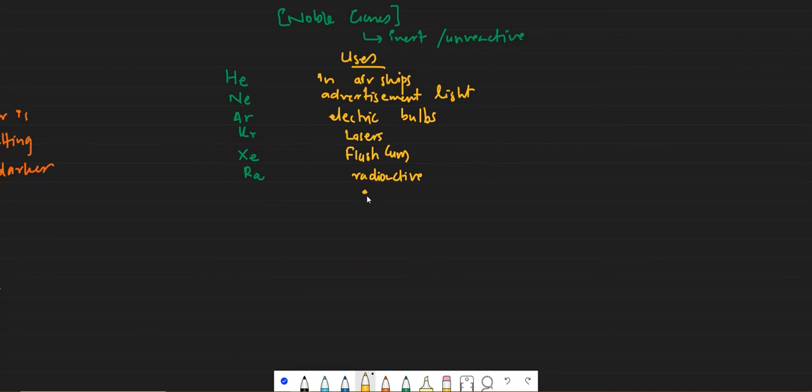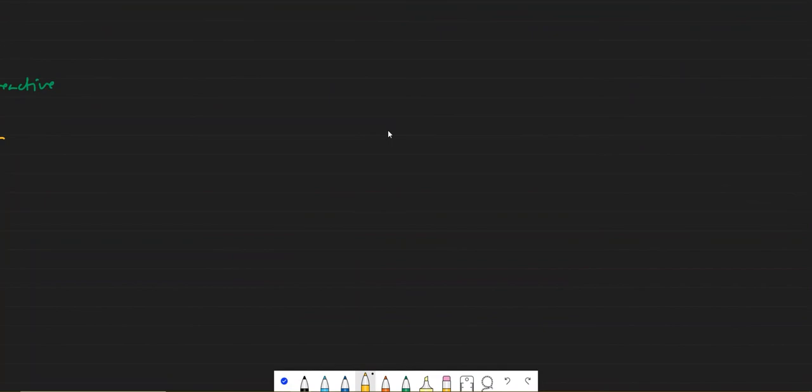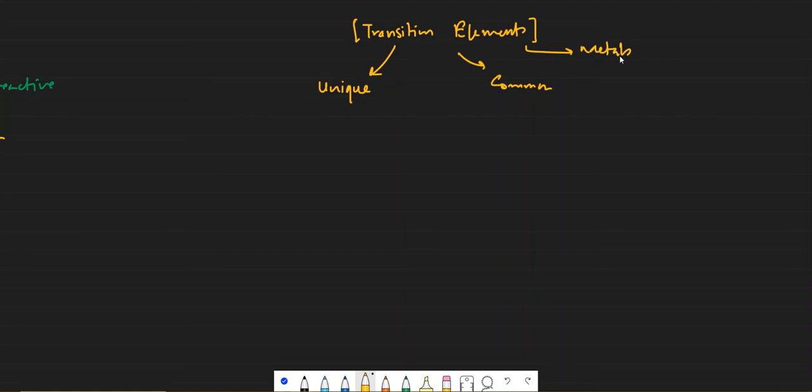Okay, let's move on to another group of elements, which is the last one, which is transition elements. Again, we are going to discuss their properties that you must remember. So their properties can also be classified into unique properties as well as general or common properties to other elements. Transition elements are all metals, so remember that. Okay. What are their unique properties?